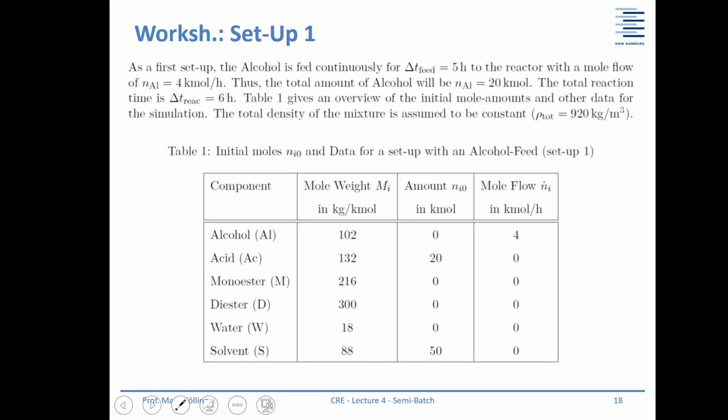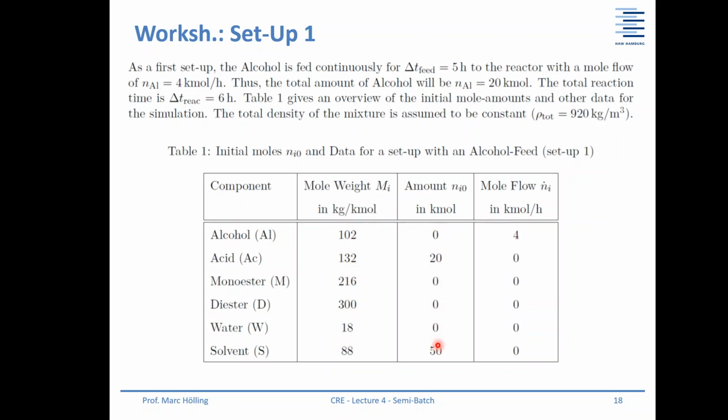And then, okay, let's say we will feed the alcohol for 5 hours to the reactor with a mole flow of 4 kilomoles per hour, and the total reaction time is 6 hours. And then I have here some other values. We have the total density that should be constant, 920 kilograms per cubic meter. Here you have your 6 components. We also use a solvent that is inert and doesn't change during the reaction.